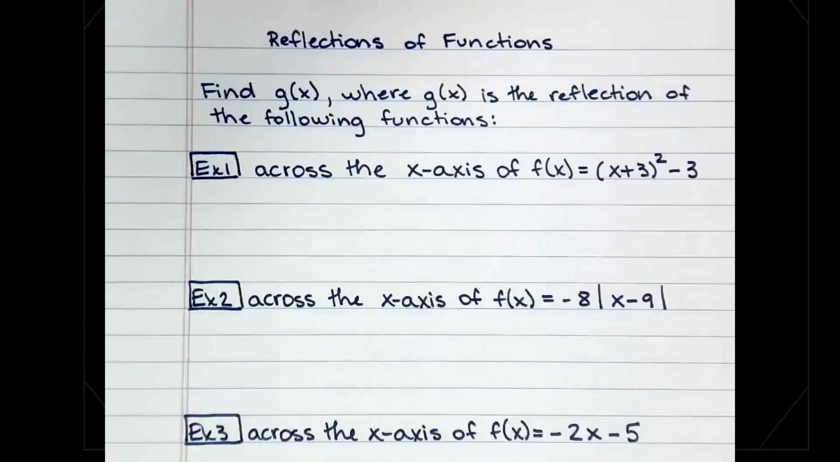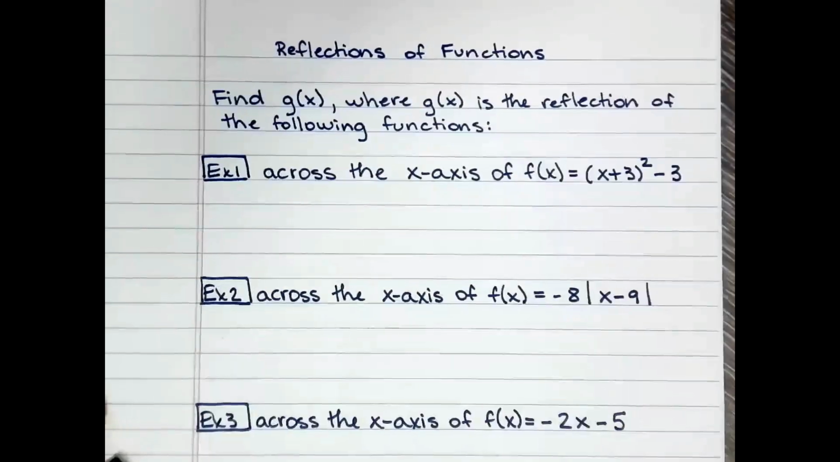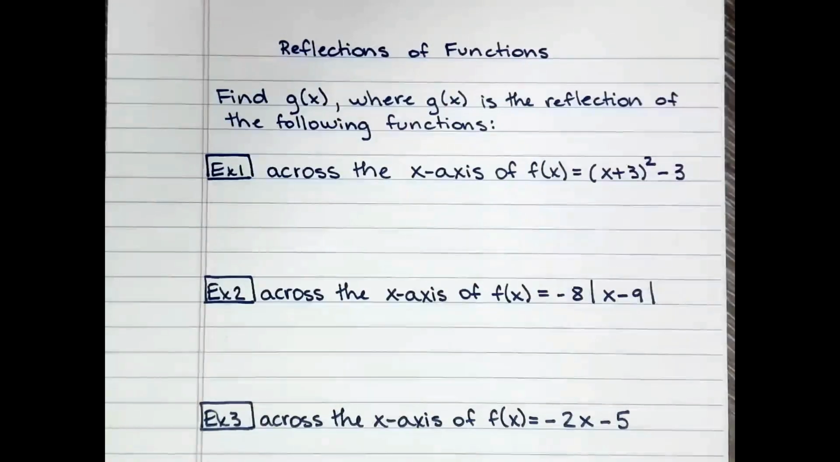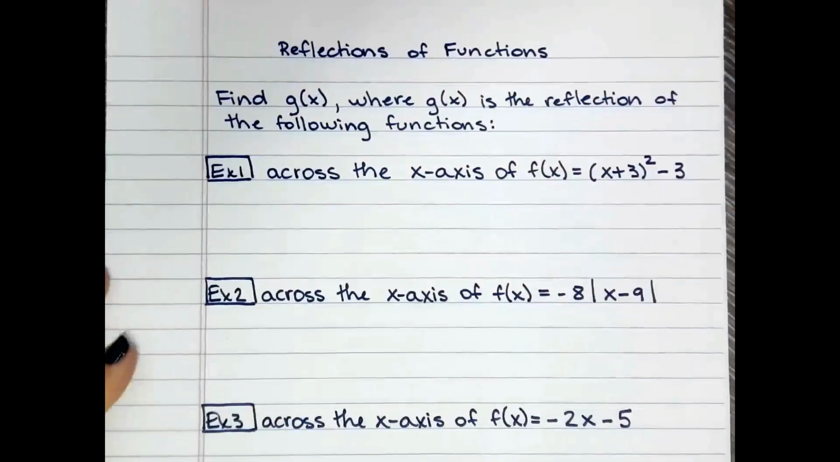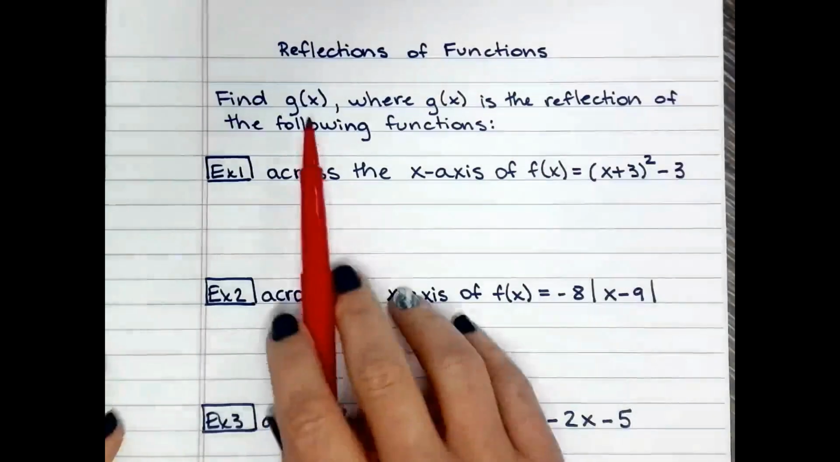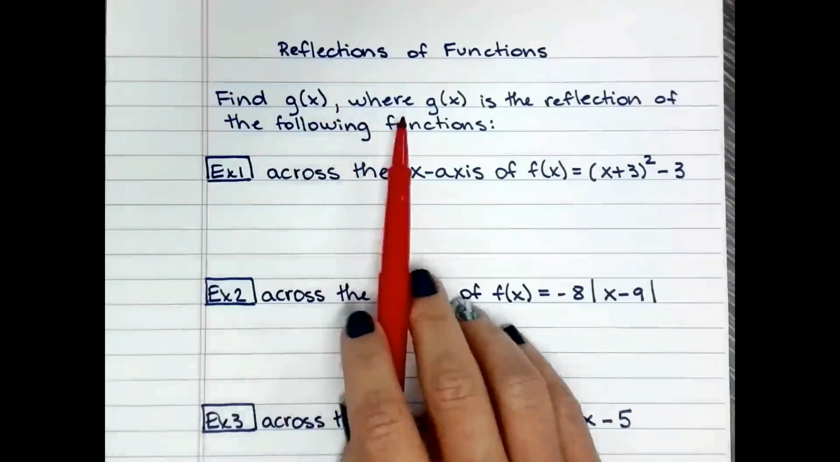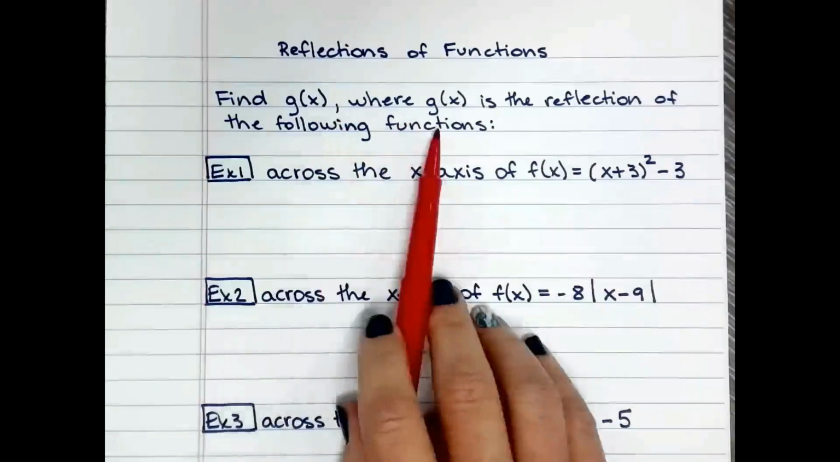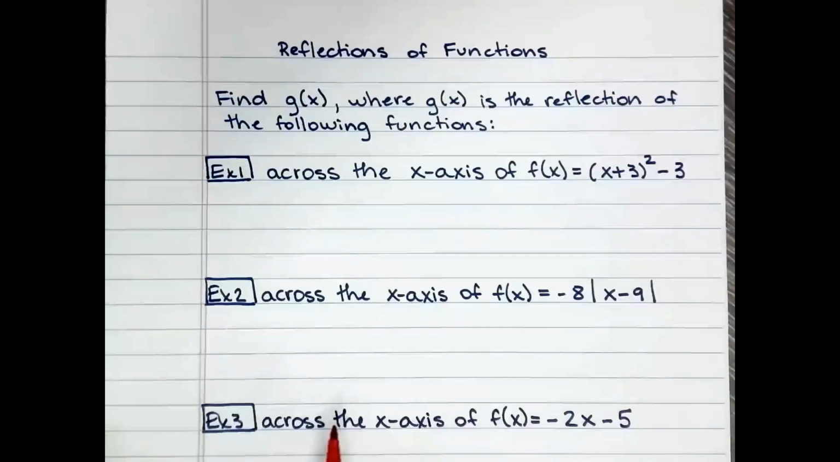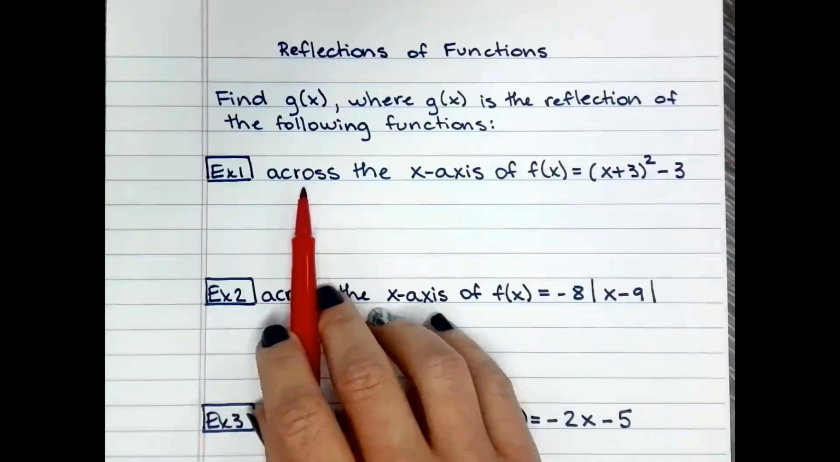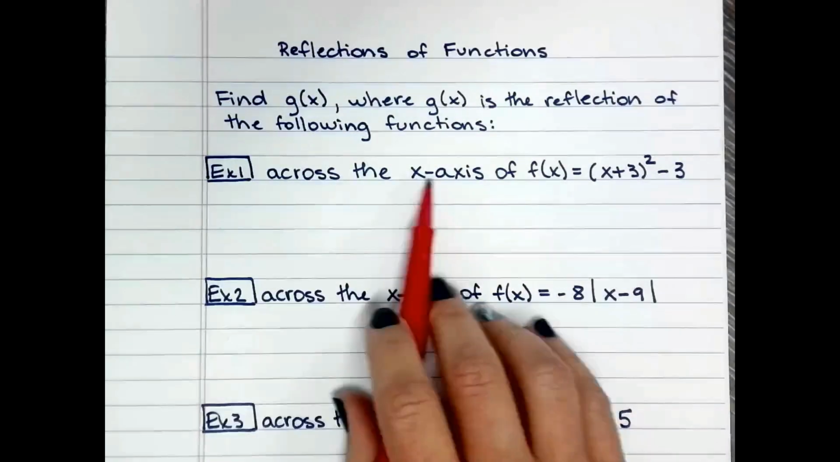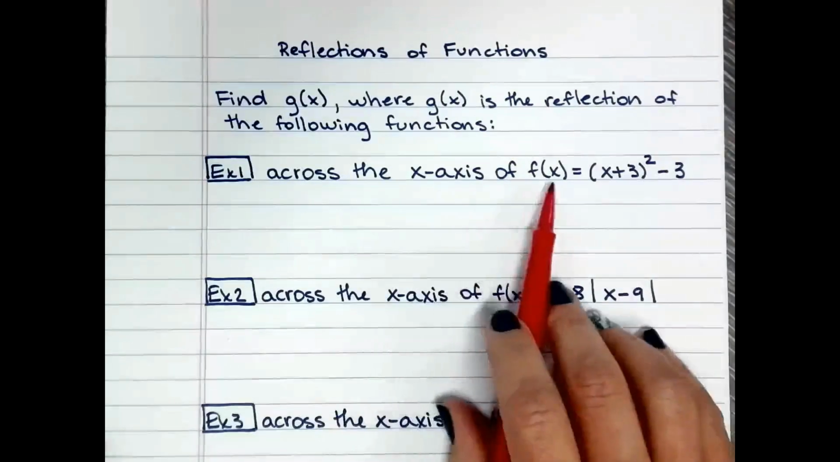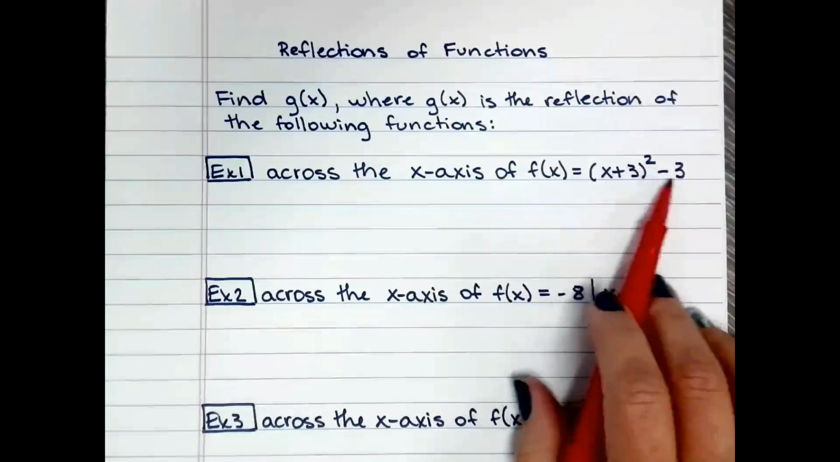Everybody. Today we're working on reflections of functions. Yesterday we did translations, where you move your function up and down, side to side. Today we're doing reflections. So we're finding g of x, where g of x is a reflection of the following functions, and then we have a whole bunch of examples. So we're reflecting across the x-axis of f of x, and here we go.